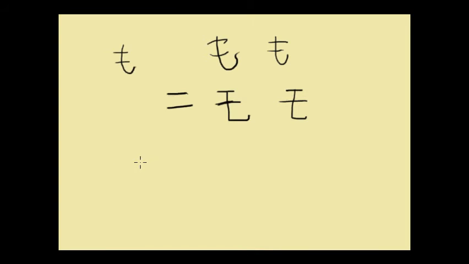Now, the words that use this character: mo, na, ko, monako, or monoko, how we pronounce it in English, monoko. I'm sure we're butchering it.